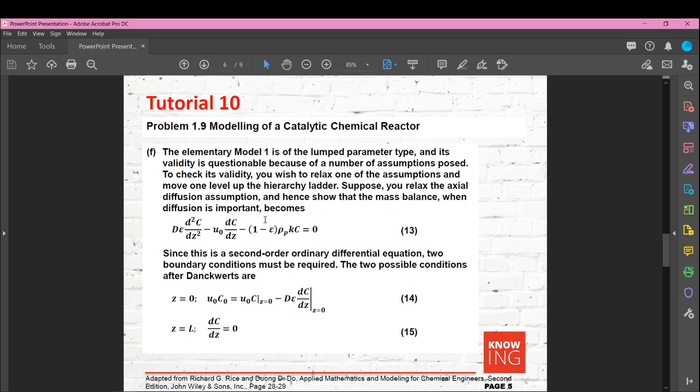Suppose you relax the axial diffusion assumption, and hence show that the mass balance when diffusion is important becomes this. Since this is a second order ordinary differential equation, two boundary conditions are required. Two possible conditions after Danckwerts are such.